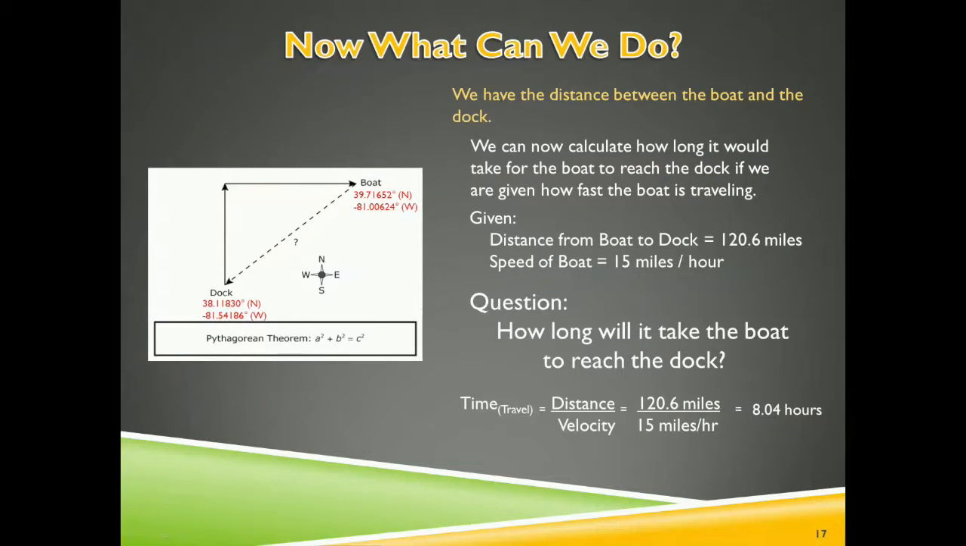Now that we have the distance between the boat and the dock, what else can we do? If we're given the speed of the boat, we can measure how long it will take for the boat to reach the dock. By rearranging the equation for distance, which is just velocity multiplied by time, we can solve for time. Time equals the distance traveled divided by the velocity. In the previous slide, we worked out that the distance was 120.6 miles. If we divide that by 15 miles per hour, we get a time of 8.04 hours.